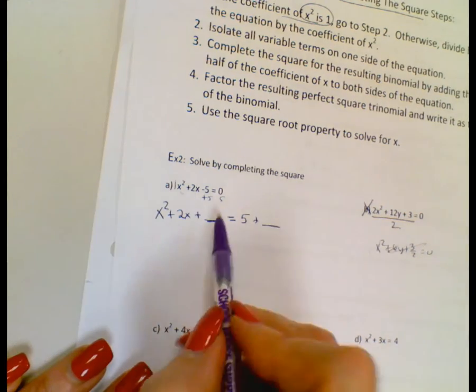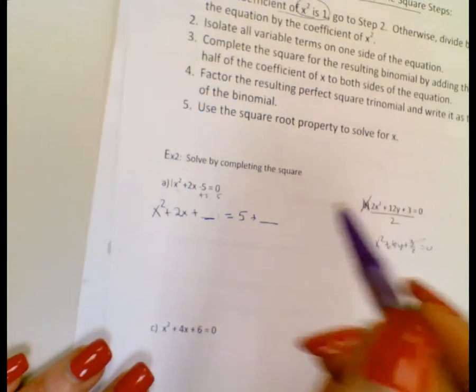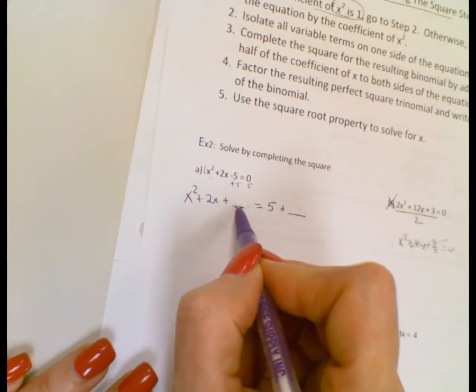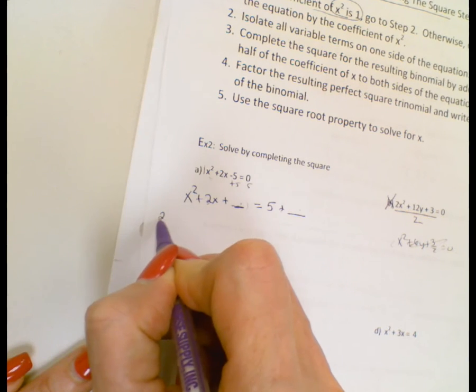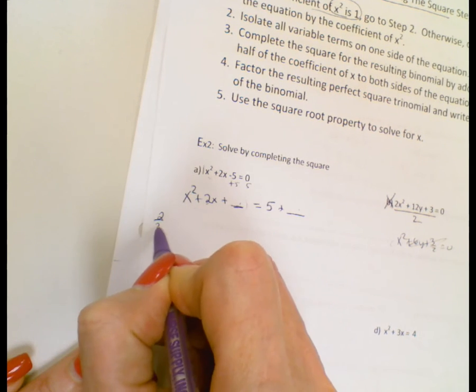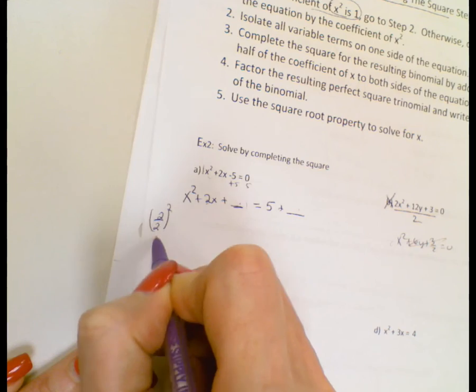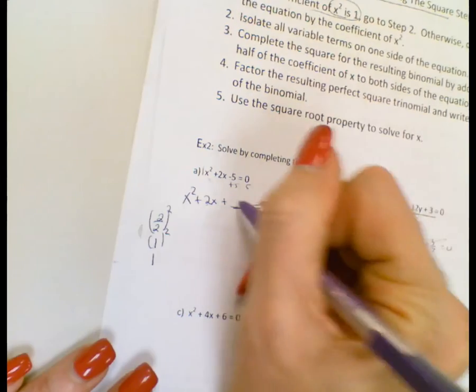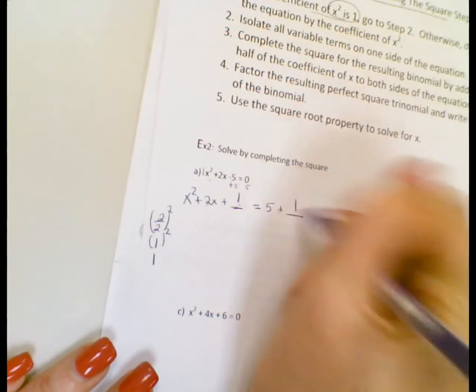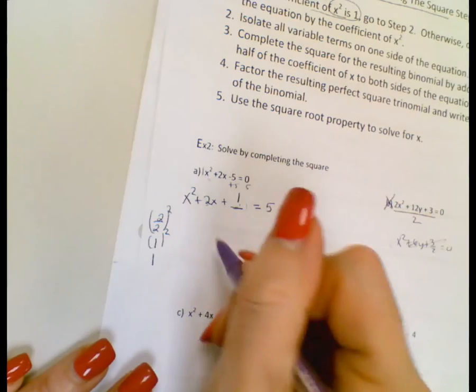So whatever you're going to add to this side, you add to this side. To fill in our missing perfect square here, you find it by taking half of the middle term. So half of 2 is 1, and 1 squared is 1. We're going to add that here and here. Then we're going to factor.